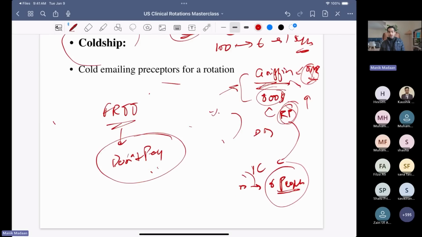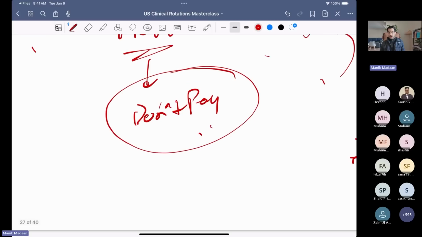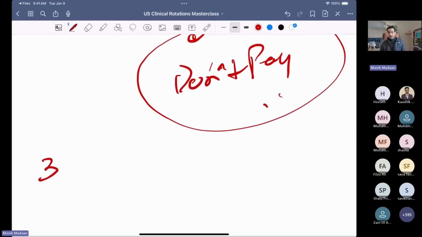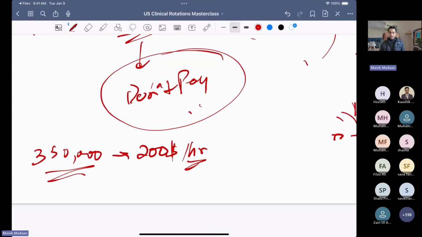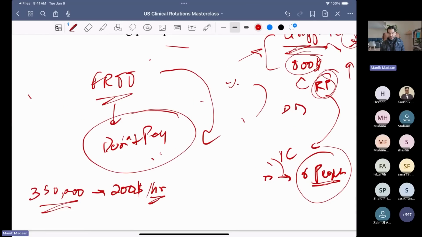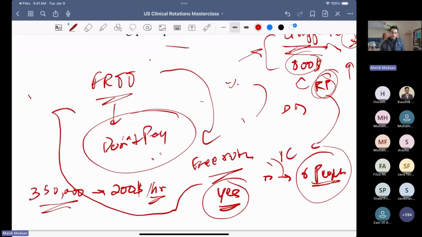Let me ask you this. You are a US physician. Your salary is $350,000. If you compare that to an hourly rate, I've made that calculation before, it's about $100 to $200 an hour. You email me, you say that you want to do a free rotation. And I say yes. And now you're there with me for a month, at $200 an hour. There are two things that are going to happen.